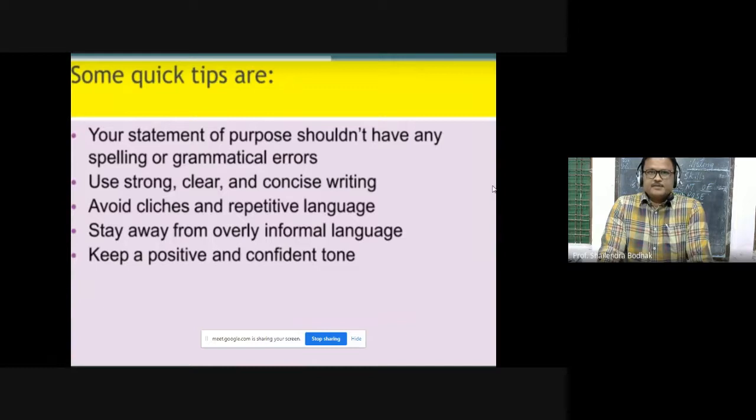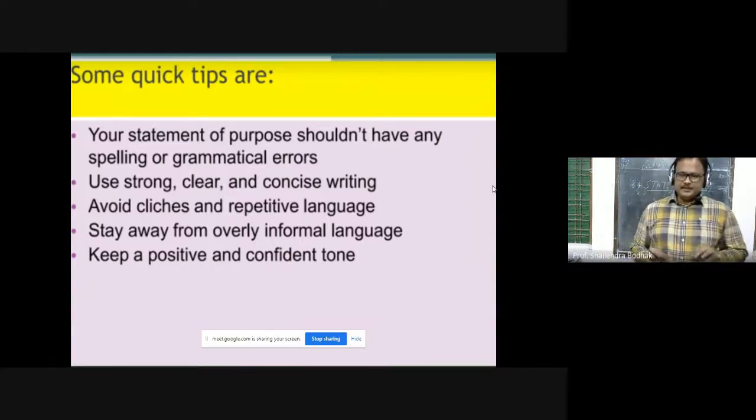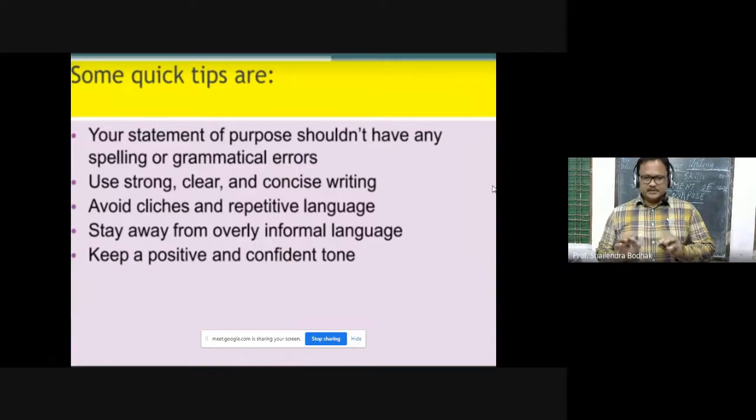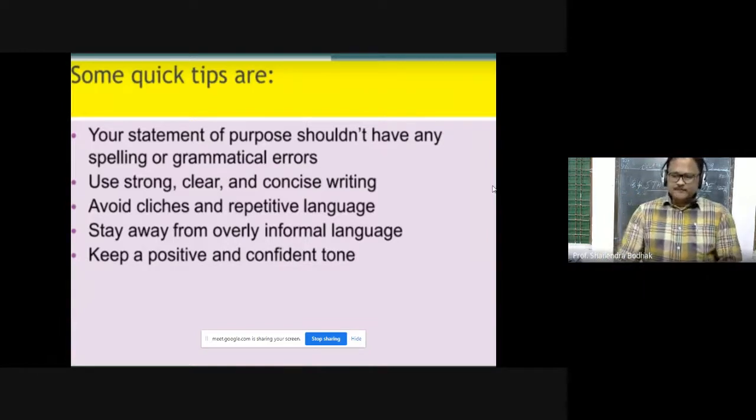Avoid cliches and repetitive language. When you write your SOP, see that you don't repeat the words, you don't repeat the sentences, and you don't use any informal language. Language used in the SOP is formal. Repetition of words and sentences should be avoided, and keep a positive and confident tone. When you write an SOP, you should write in a positive tone, and the admission committee should feel that you are a confident person.